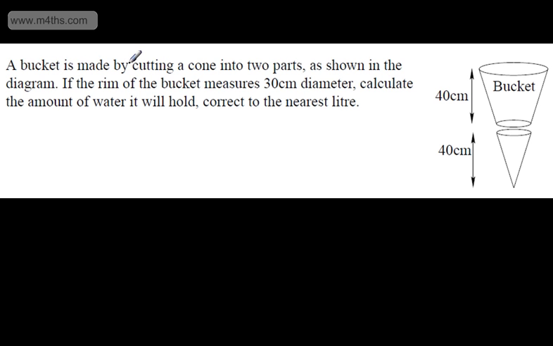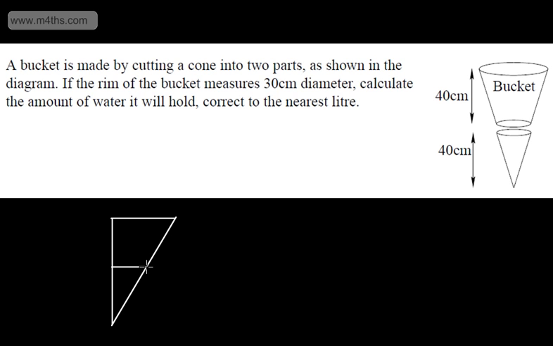A bucket is made by cutting a cone into 2 parts as shown in the diagram. If the rim of the bucket measured 30 centimeters diameter, calculate the amount of water it will hold, correct to the nearest litre. Okay, let's look at what we've got here. We need to be nice and careful with this, and I'm going to actually draw it up to the side here. What we've got is the following, and this again is a right cone, a right angle cone.